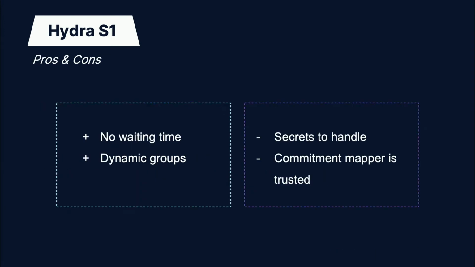So the pros and cons here: for the pros, we have no waiting time because the anonymity set is private. And you can have dynamic groups because your groups can be computed totally distinct from the commitment. Then on the cons, you have the same problem as Semaphore. You need to handle your secrets. And the commitment mapper is wholly trusted.